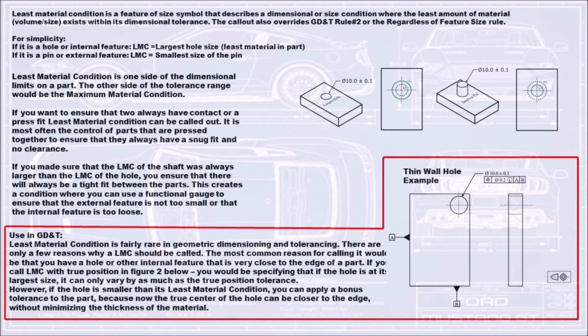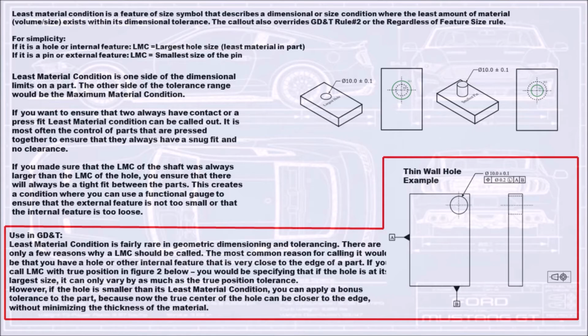If you made sure that the LMC of the shaft was always larger than the LMC of the hole, you ensure that there will always be a tight fit between the parts. This creates a condition where you can use a functional gauge to ensure that the external feature is not too small or that the internal feature is not too loose.